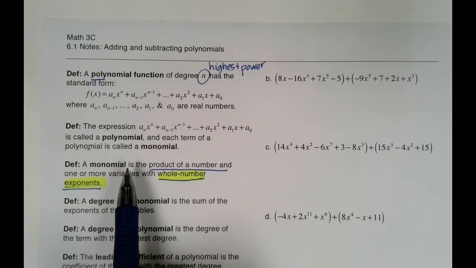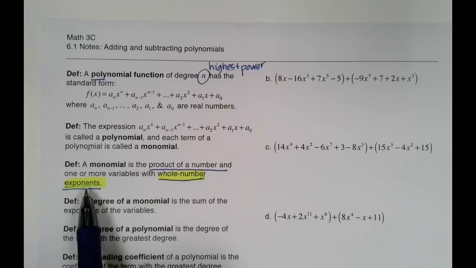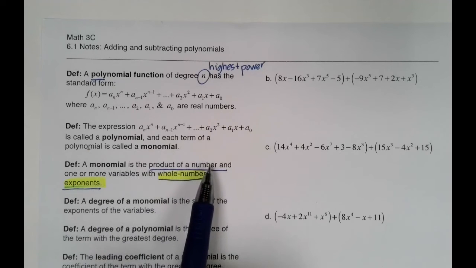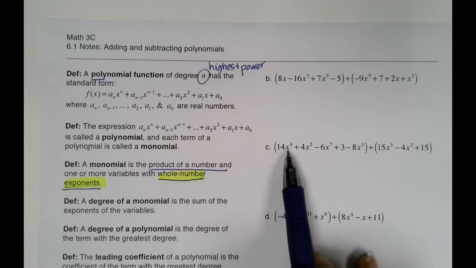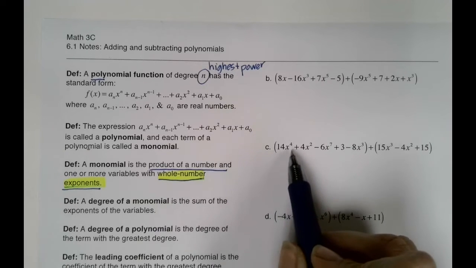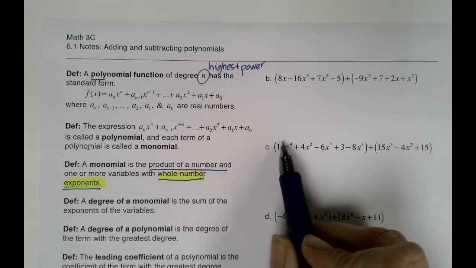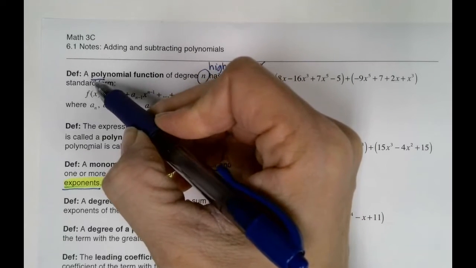A monomial is the product of a whole number and one or more variables with whole number exponents. So again, it's the product of a number and a variable. So when you look over here to the right, number, variable, and you're multiplying those two. That's why there's no operation written between them, because that means multiply in math. So we are multiplying between them, so this would be a monomial. 14x to the fourth would be a monomial. So would 4x squared.